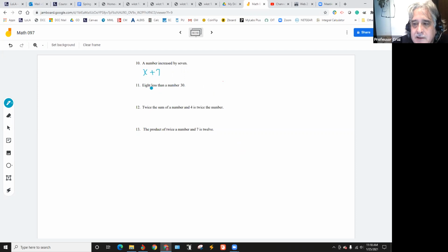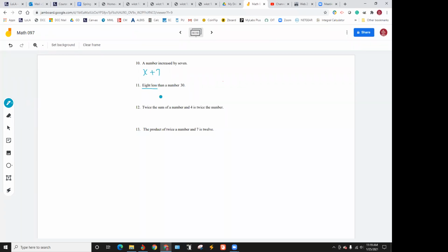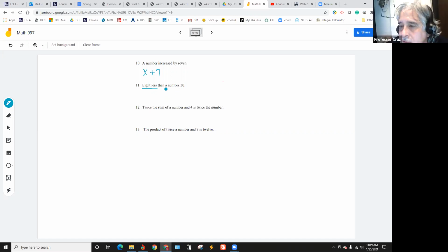8 less. What does that mean? Less. What does less mean? Minus. Okay. I think something's missing here. It should be equals there. Equals 30, I think. You know what? I think this is not even part of the problem, that 30 thing. I think that's just some numbers.